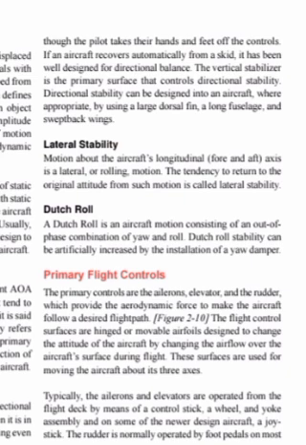The vertical stabilizer is the primary surface that controls directional stability. Directional stability can be designed into an aircraft where appropriate by using a large dorsal fin, a long fuselage, and swept-back wings.